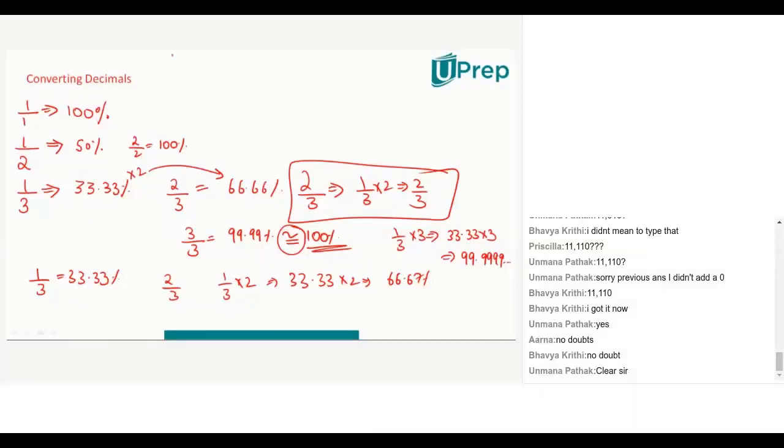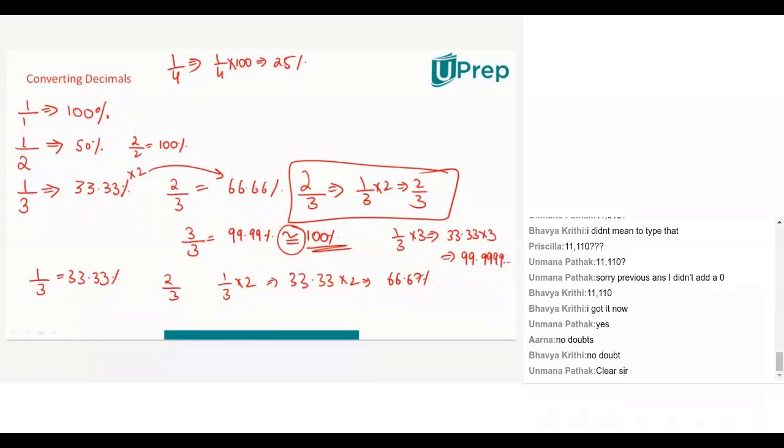Now, what is 1 by 4? 1 by 4, sir, as a percentage is 1 by 4 into 100, which is 25%. Sir, I just typed 1 divided by 3 in the calculator, but I didn't get 33.33. No, sir, I got 0.333 infinitely.